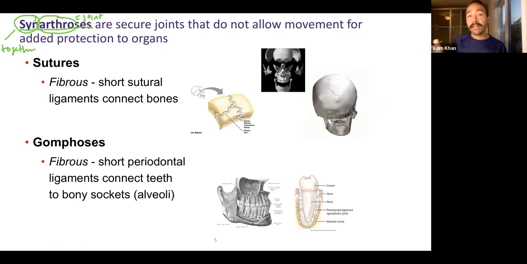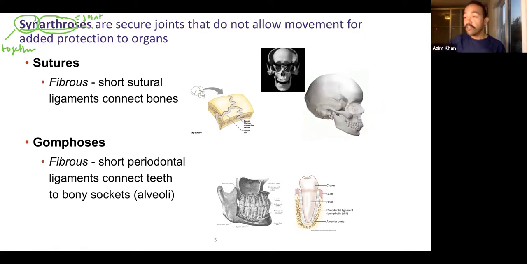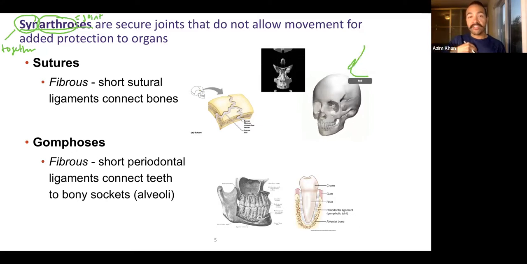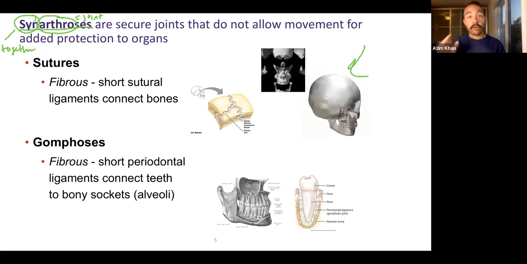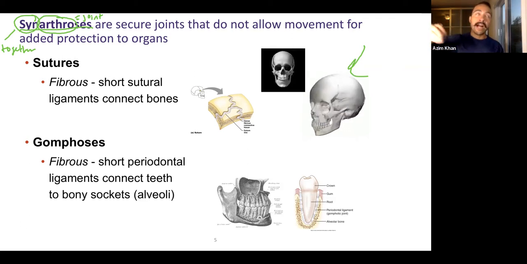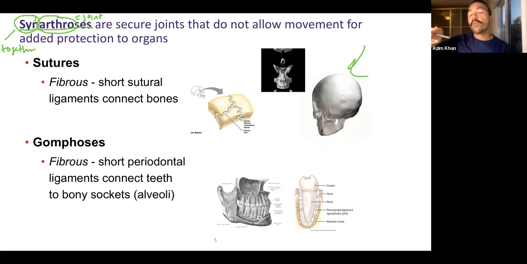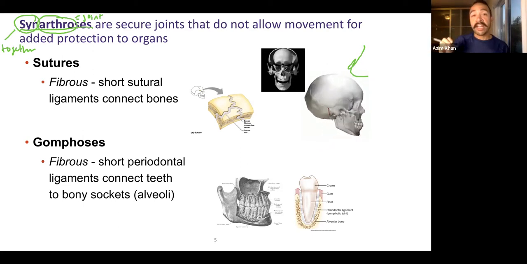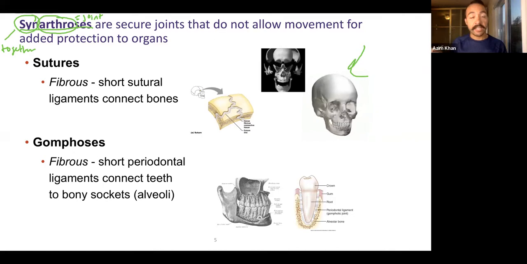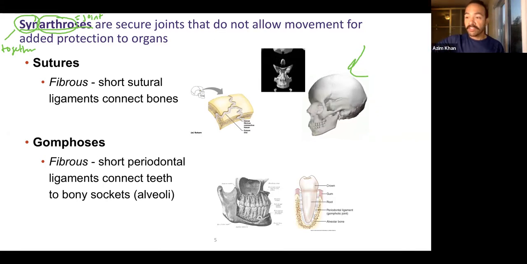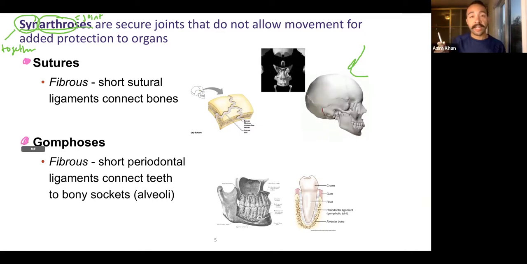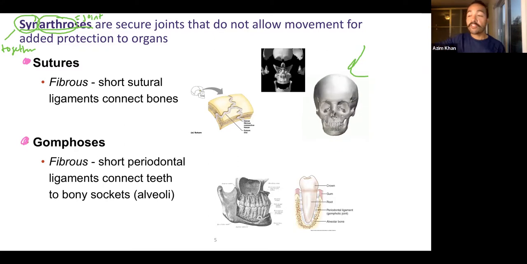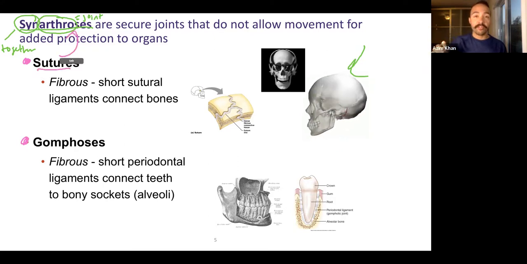We have these joints in places where we want lots of protection for organs. So in your skull, in your thoracic cage, specifically your sternum, your teeth, lots of places where we don't want a lot of movement. The word synarthrosis is a category of joints in terms of movement. Below this, what I'm going to highlight in pink, these are joint category names in terms of what they're made of. So a suture is a type of synarthrosis.